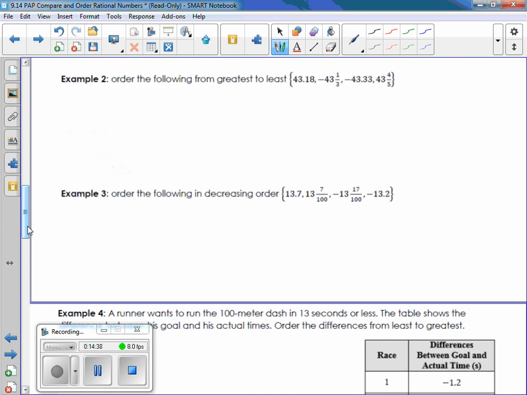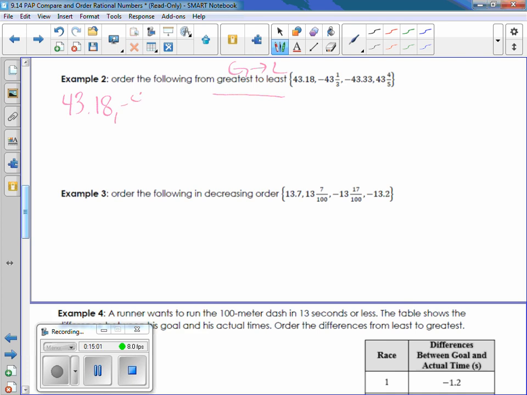We're going from greatest to least, right? G to L. I want to work this one with you guys. It goes pretty quick, and then I'm going to let you guys do this one on your own, and then I'll come back and check. So it's greatest to least. So which numbers am I going to be dealing with first? The positives. I'm going to rewrite them.